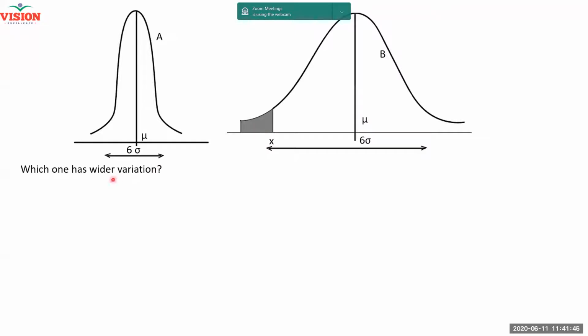Can anyone answer which one has the wider variation, A or B? Type in your chat box, please. Type A or B. Which one has the wider variation? Shivakumar, tell me which one, has anyone answered? Yeah, B. They started typing. B has a wider variation. Very good. You can see that.